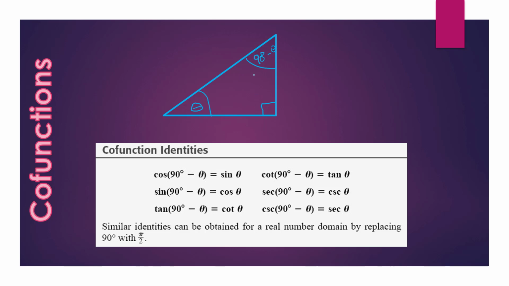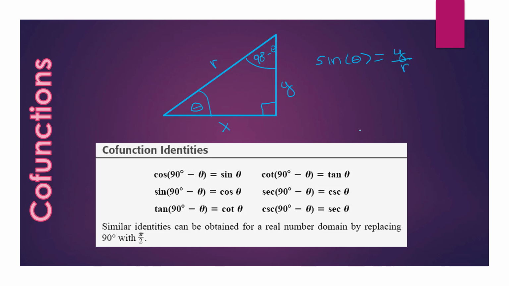Okay, so let's label our triangle. I'll call this side X. I'm going to call this one Y, and we'll call this R, okay? So if I wanted to talk about sine theta, sine of theta, all right, then based on this picture, it's going to be opposite over hypotenuse, right? So that's Y over R.